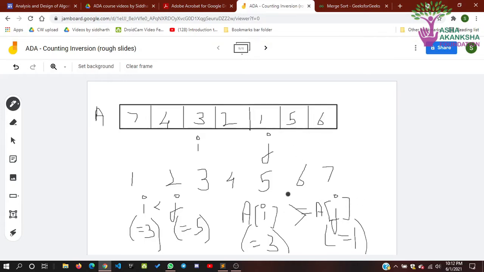So these types of indexes, where a greater number appears earlier in the array than a smaller number, because i is less than j, this implies that the element at the ith position comes before the element at the jth position. Now if the element at the ith position is greater than the element at the jth position, then we can simply say that this will count as one inversion.